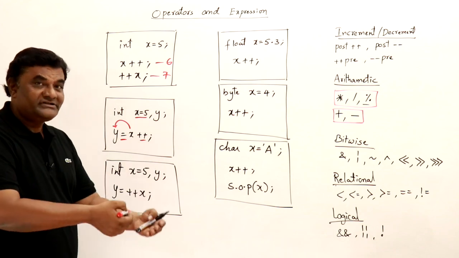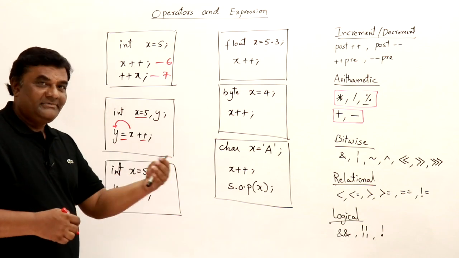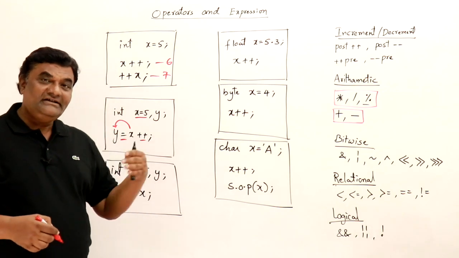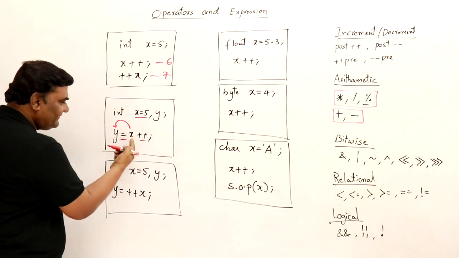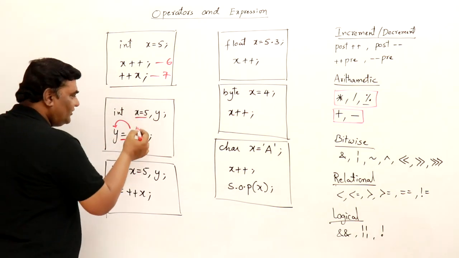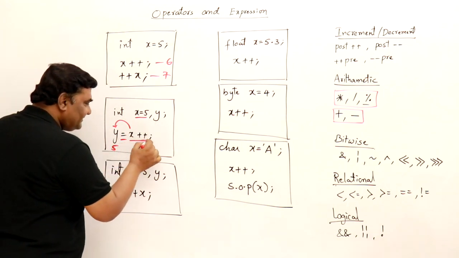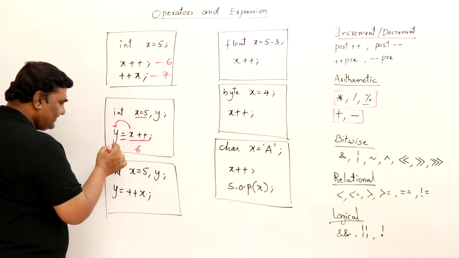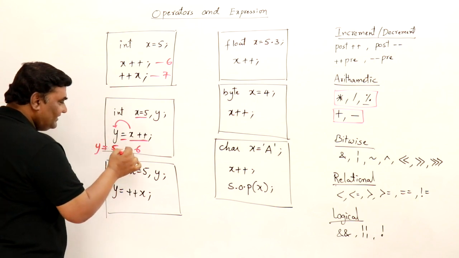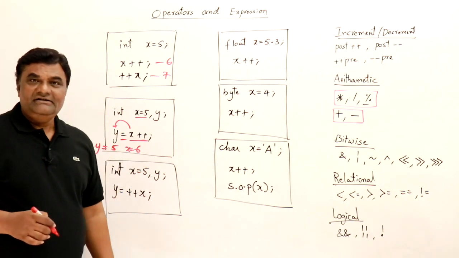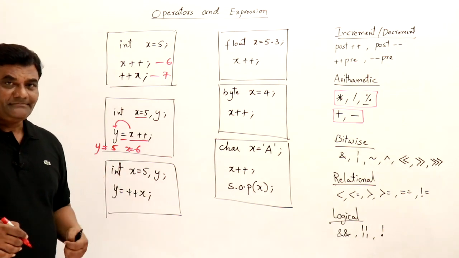So first use the value of x, then increment x. That is the meaning: use the value of x, then increment x. So we are using it for assigning it to y. Right now x is 5, so y becomes 5. Then afterwards x++, so x becomes 6. The result of this one is y is 5 and x is 6. This is the meaning of post-increment, and also post-decrement.